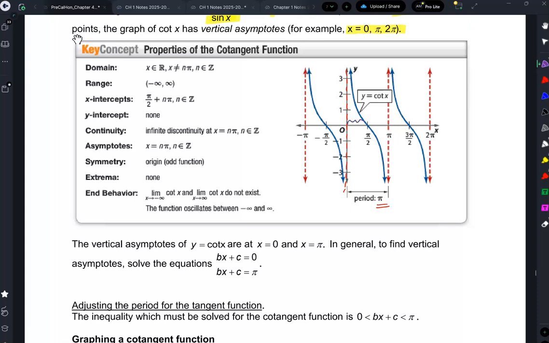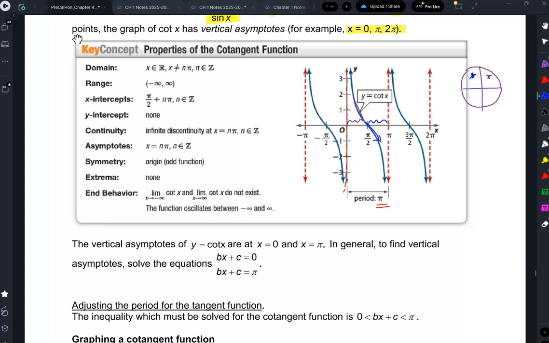From 0 to pi over 2, right, coincides with what quadrant on the unit circle? 1. Is cotangent positive or negative there? Positive. That's why this is positive. From pi over 2 to pi corresponds to what quadrant on the unit circle? 2. Is cotangent positive or negative there? Negative. That's why it's negative here. So, whereas tangent went up to the right, cotangent goes down to the right.